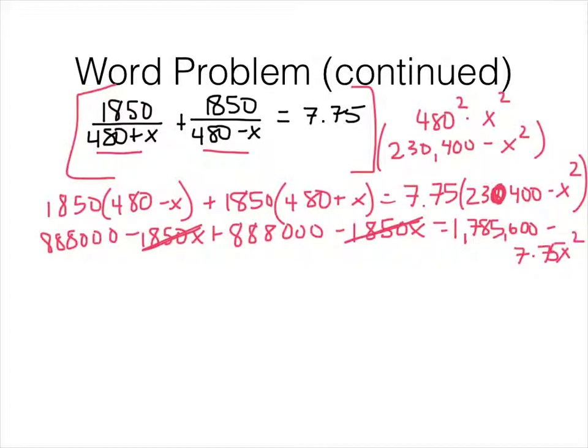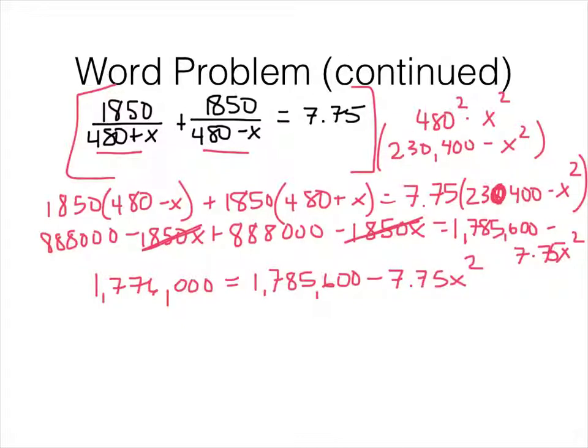7.75x squared. All right, I'm going to get it all together on one side. Oh, no, I'm not. Because look, this works out nicely. How about 888,000 times 2? All right, 1,776,000 equals 1,785,600 minus 7.75x squared. I'm going to subtract the 1,785,600 from both sides. Oh, that's not right. 1,776,000. I forgot a 0. Okay. We're almost there, guys.